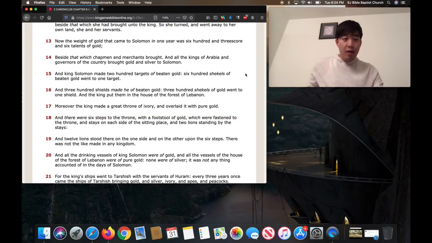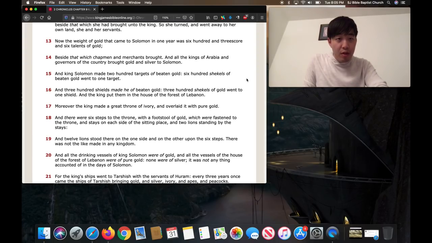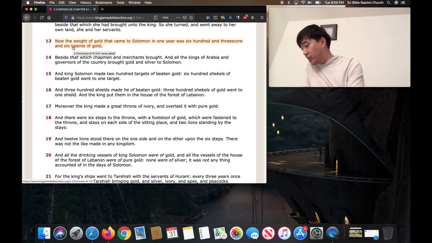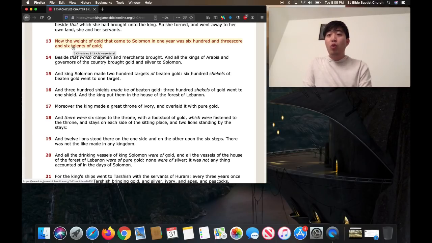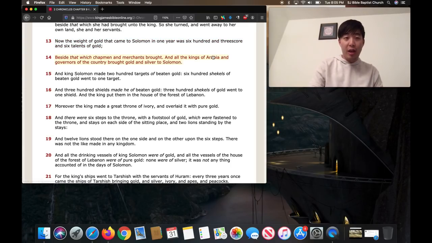Notice, and King Solomon made 200 targets of beaten gold, 600 shekels of beaten gold went to one target. So notice over here that the weight of gold that came to Solomon in 1 year was 603 talents of gold. Now that matches perfectly with the number 603 with the Antichrist number of Revelation chapter 13 and verse 18. Now, remember, during this time, Solomon was sinning by getting wives from pagan nations and then horses from Egypt and multiplying his gold. So you'll notice right here that this is not really a positive thing.